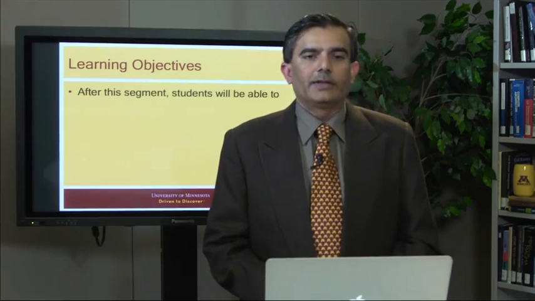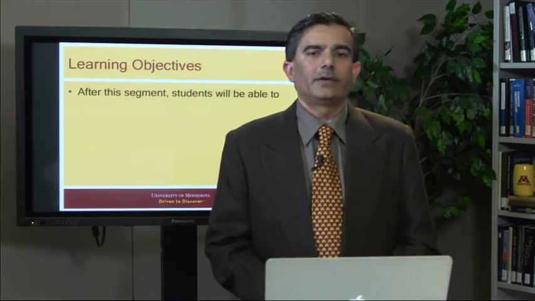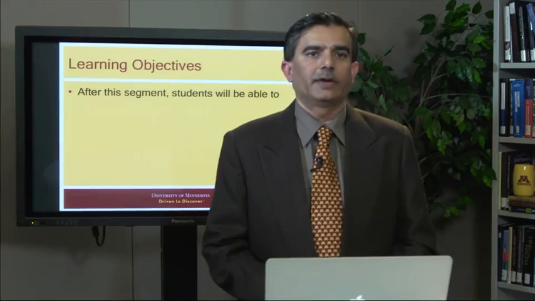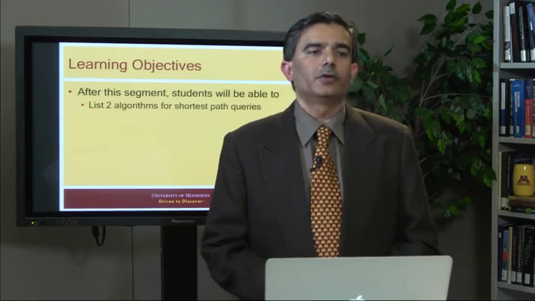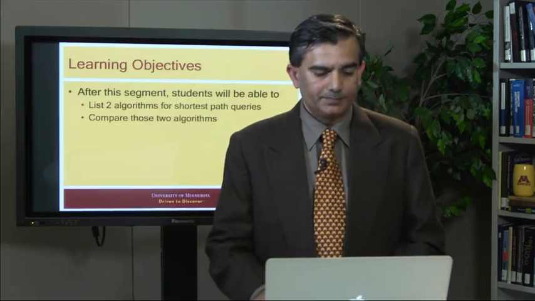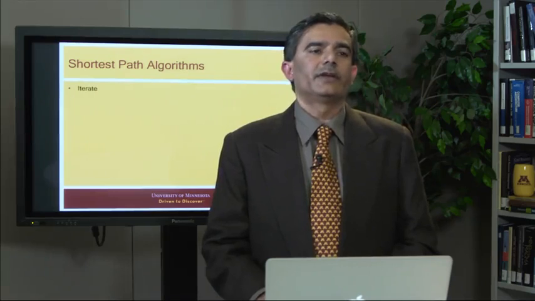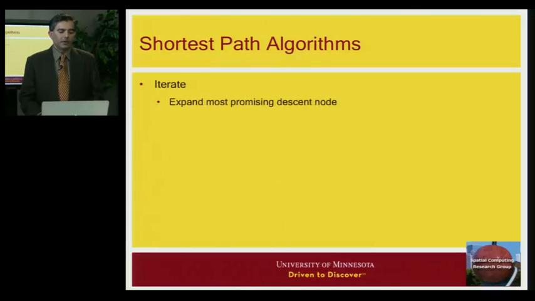In the last module, we also saw algorithms for connectivity query, and in this module we will try to look at two algorithms for shortest path queries. So at the end of this module, we should be able to name those two algorithms and also compare their behavior. In terms of shortest path, the basic common algorithm is an iterative algorithm. It goes into a loop, and in each iteration of the loop, it essentially looks for the most promising direction. So it keeps a set of descendants which we have visited so far, and it picks the most promising one.